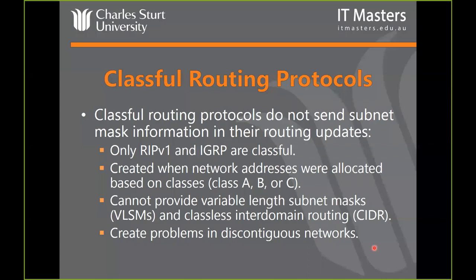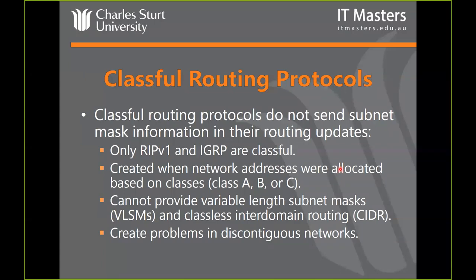So in a classful routing protocol like RIP version 1 or IGRP, they don't send subnet mask information. So there's no such thing as variable length subnet masking or classless inter-domain routing. It doesn't know anything about it. It just does it based on default subnet masks.